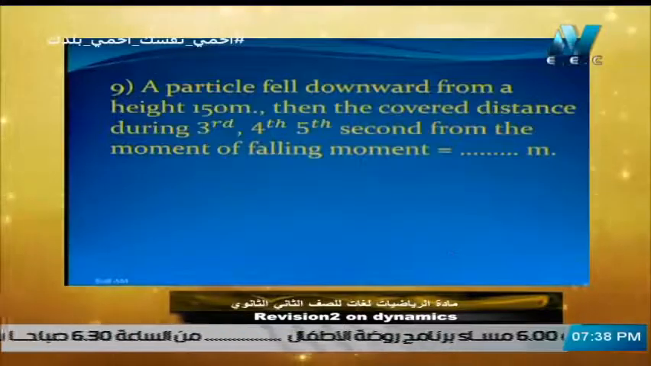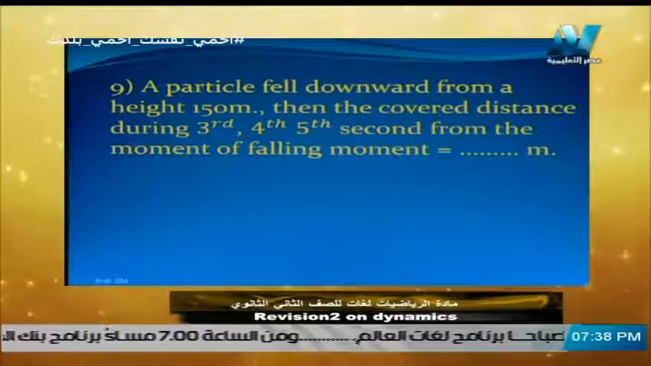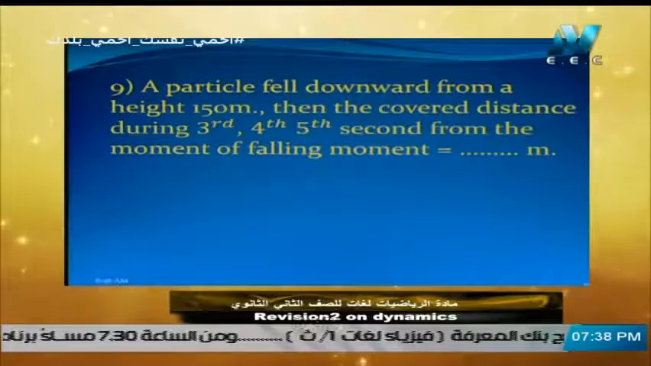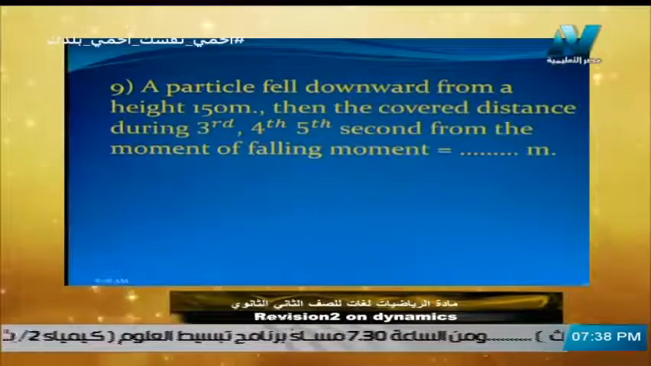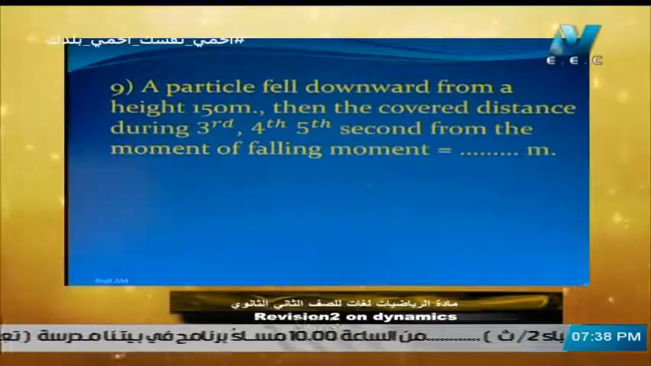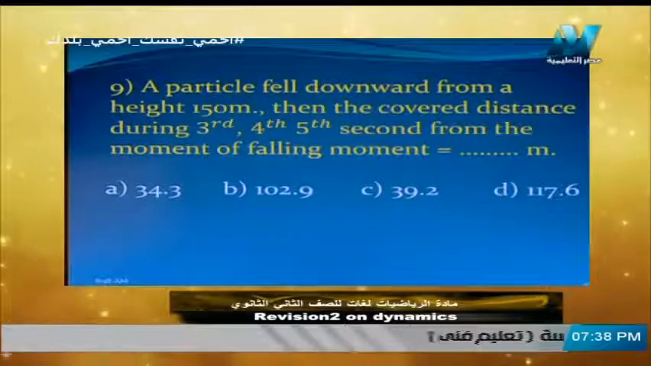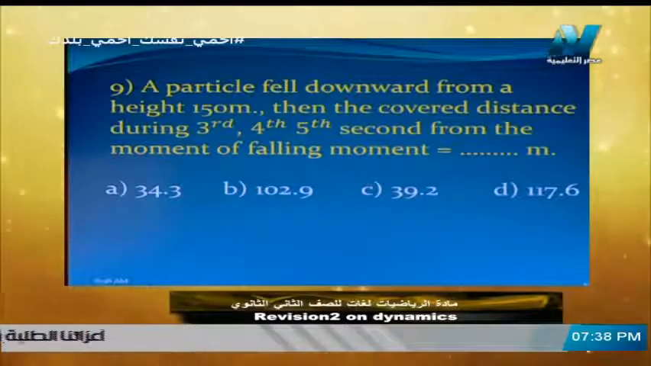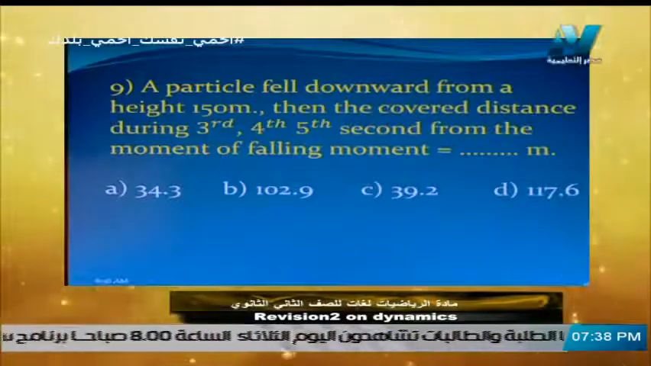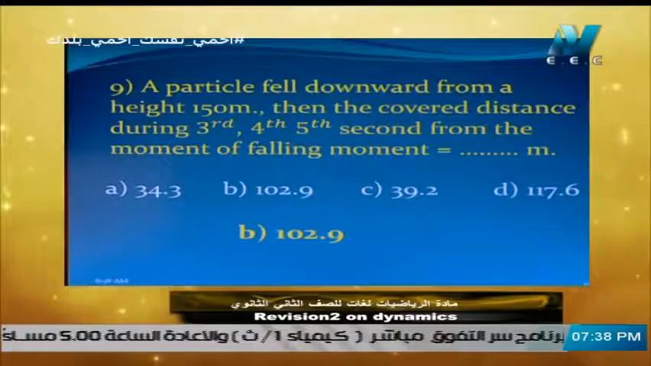A particle fell down from height 150 meters. Then the distance covered during the third, fourth, and fifth second from the moment of falling equals how many meters? We have the options here: A 34.3, B 102.9, C 39.2, or D 117.6. The answer will be B, which is 102.9.